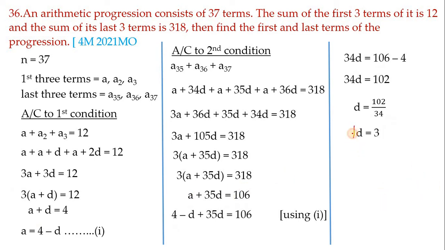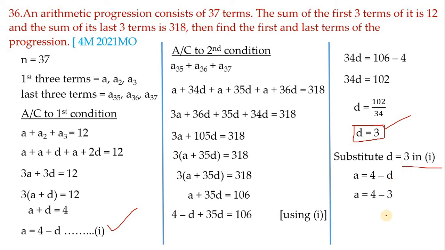Now we have got the D value, that is 3. We can easily find the A value. How? This D value, substitute in equation 1. So we get the A value now. So substitute D in 1. So A is equal to 4 minus D is the equation. So in the place of D substitute 3. So 4 minus 3 is equal to how much? That is 1. See, now we have got the first term. A is nothing but the first term, children.